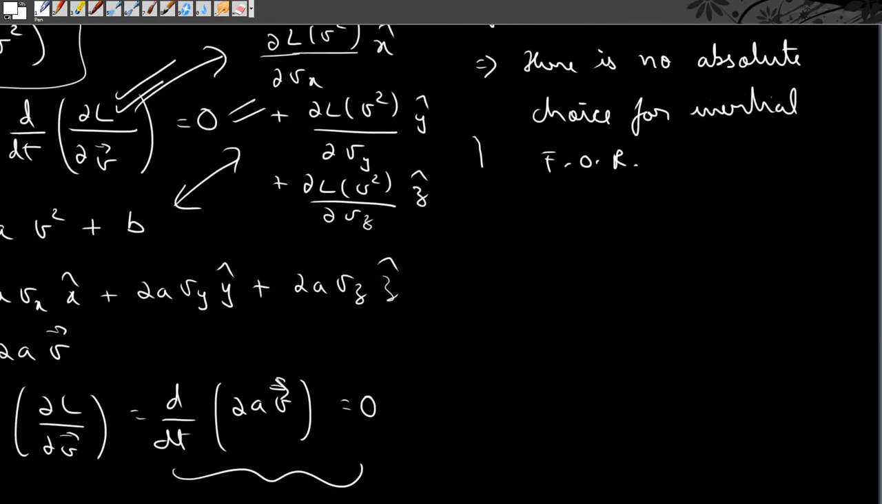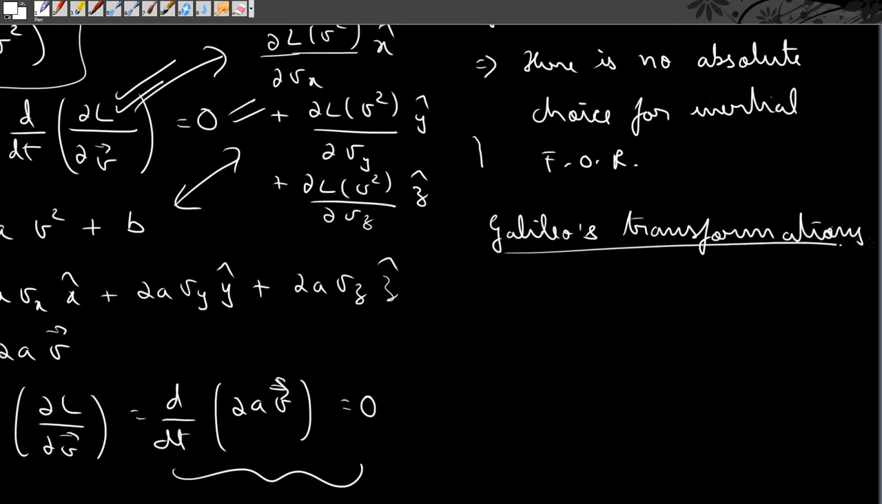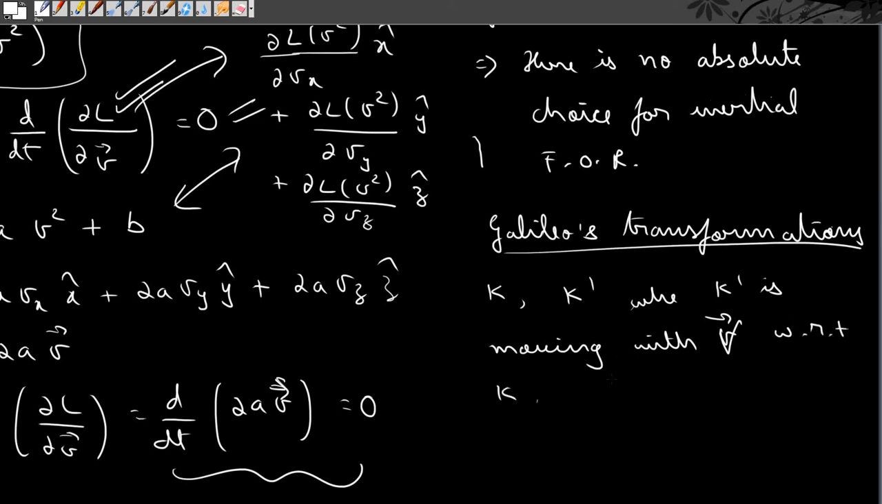Then if you consider two different inertial frames, how do we describe, or how do we transform the equations which govern the laws of motion from one frame to the other? And this brings us to Galilean transformations, which basically says that if you consider the frames of reference k and k dash, where k dash is moving with velocity V with respect to k, then the relationship between the position vectors in the two frames will be the following.